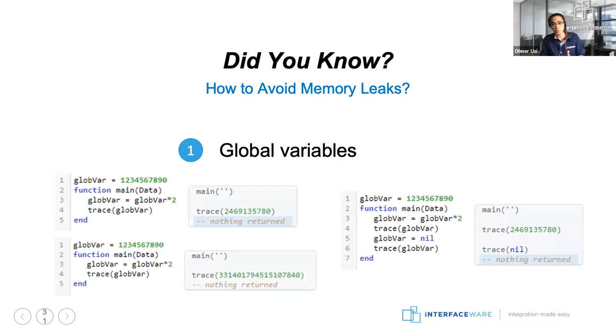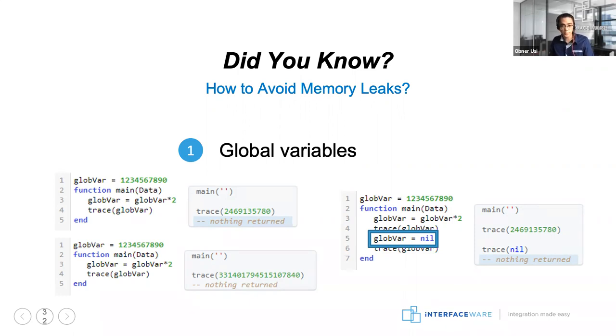First, we have global variables. All variables in Lua are automatically assigned as global variables unless you put local in front of its declaration. The misuse of global variables will cause a memory leak. Here, you can see we have globvar. It is assigned as a global variable. As the channel runs, globvar will double in size until it is too large and causes a memory leak. Global variables do have their uses, but please use them with caution. And if you do, remember to assign nil to the global variable if you want to remove it from memory. This helped one of our customers solve a memory leak that they were having.